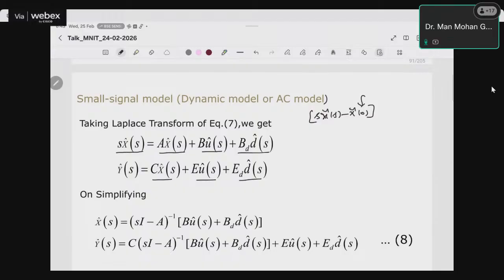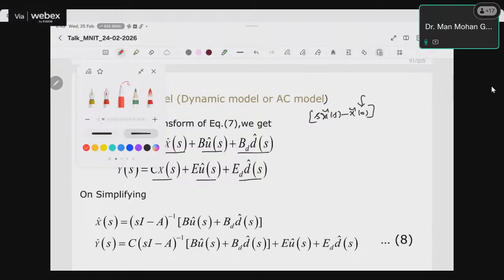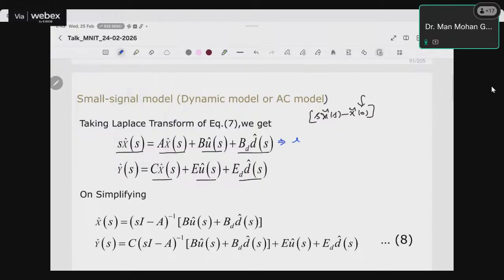Now we will simplify these equations. From here, if I simplify this equation, I take sI minus A, because s is the only scalar variable, so I need to write a matrix in multiplication to this, sI minus A, and this x of s is on this side, so sI minus A times x of s is equal to B u of s plus Bd d of s, right? Now I can pre-multiply sI minus A inverse on both sides, so this becomes unity. So here x of s is sI minus A inverse B u of s plus sI minus A inverse Bd d of s, right? So basically this equation I have obtained.